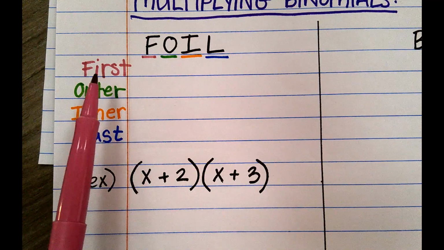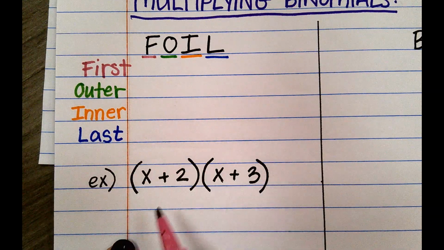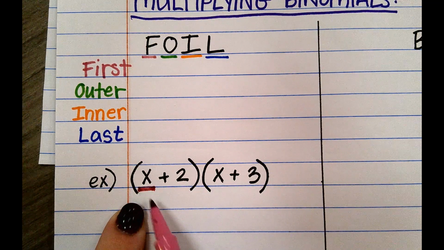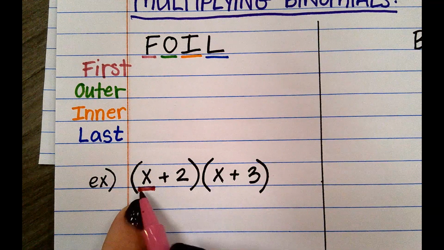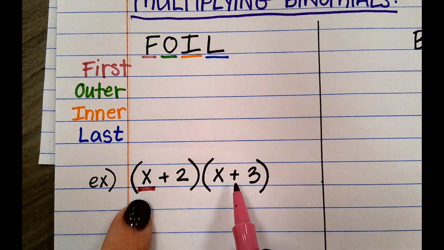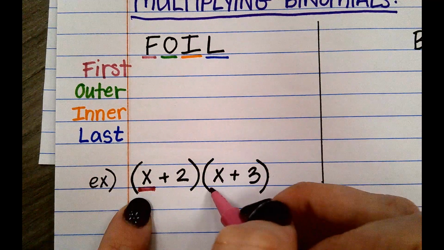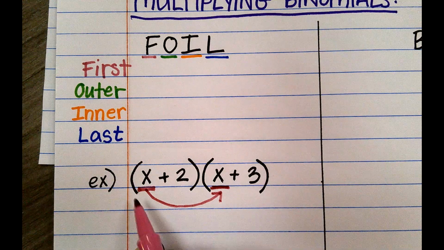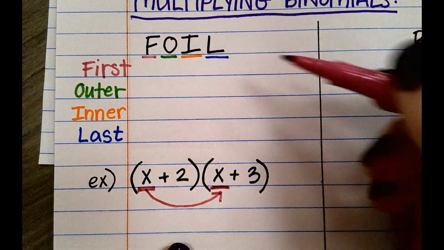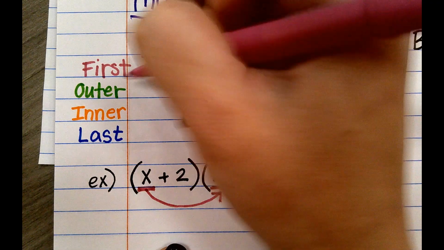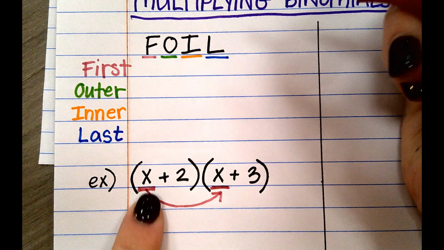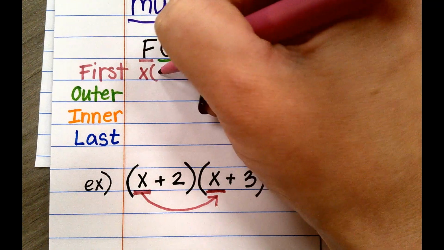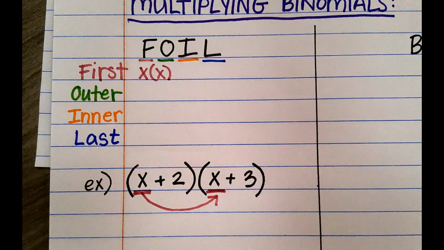So, first. When we talk about first, we're talking about the first term of both binomials. So the first term of x plus 2 is x. The first term of x plus 3 is what? Also x. Good. So these are the first terms. Okay? So up here, I could write x times x, and we're multiplying. So first I have x times x.